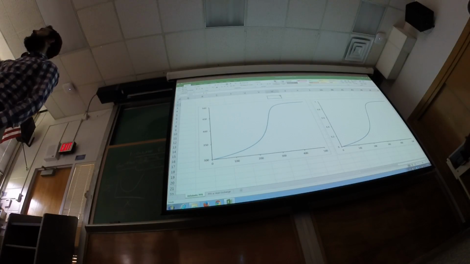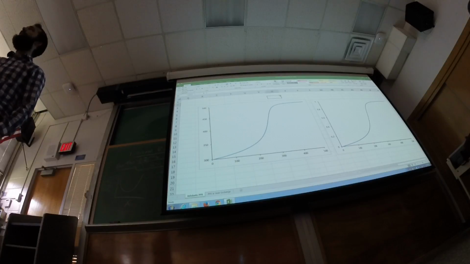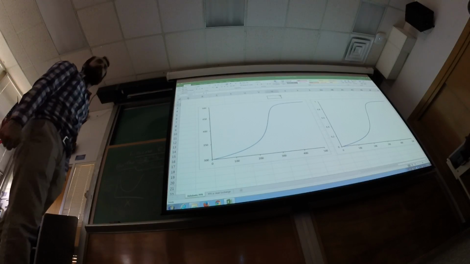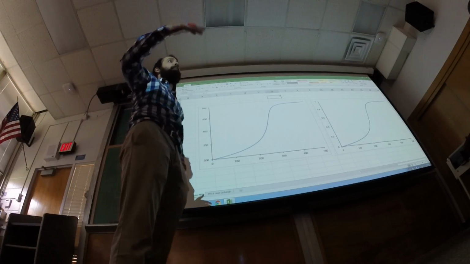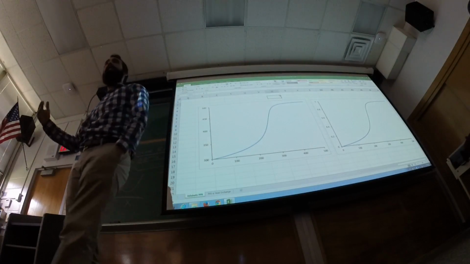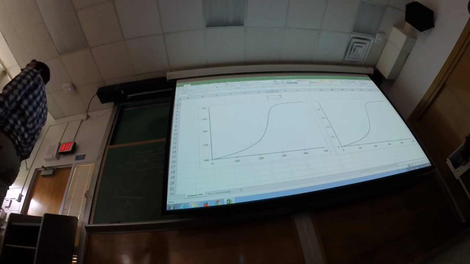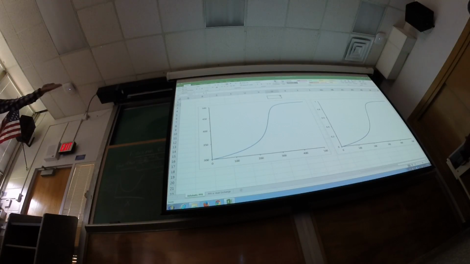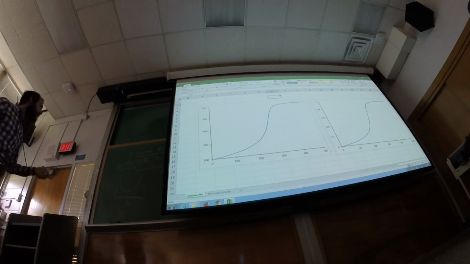Because it's adiabatic. So the only thing that can change the temperature in this system is conversion. As I go to higher and higher conversions, I'm releasing, in this case, more heat from the reaction. And so the conversion and the temperature profiles match each other perfectly. And we've seen this before, right? We just saw it in a different way.